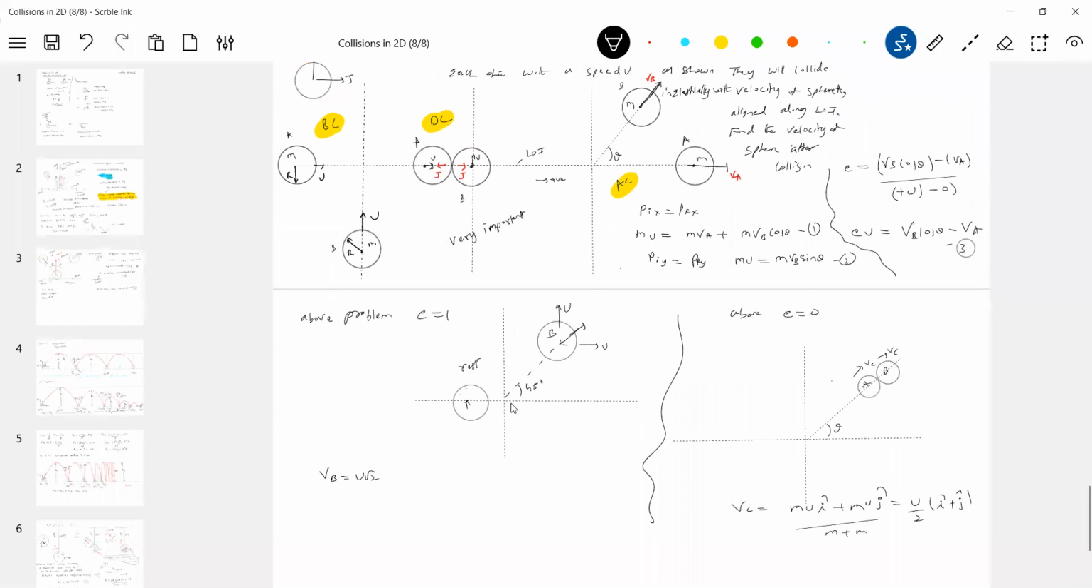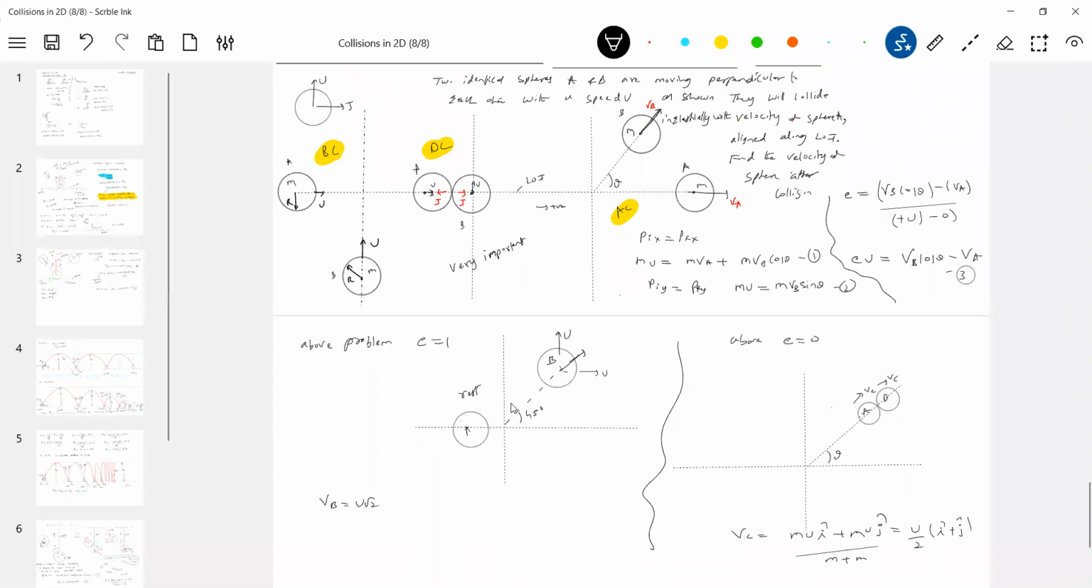Okay, that's what we discussed. So you should analyze a case wise. In books, what happens is they give either e equal to 1, e equal to 0, or e between 0 and 1.